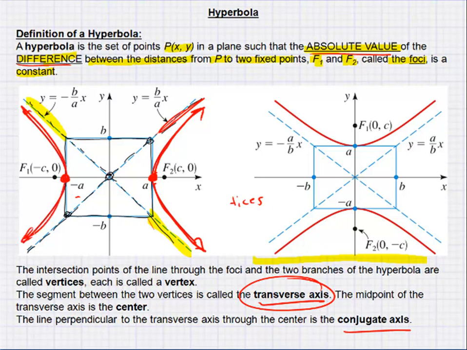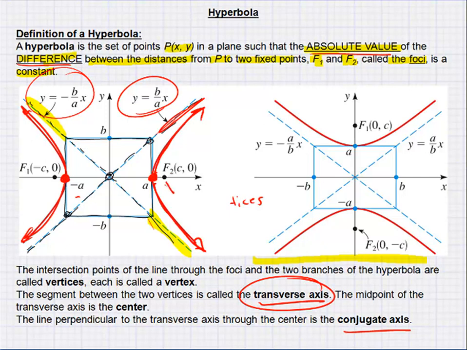So that a and b are pretty important. They create the asymptote box, but a also gets you your vertices. If you want to know the equation of the asymptotes, these are the equations of my two asymptotes: y equals negative b over a x or positive b over a x. The idea is b over a, plus or minus. Once I have those values, I can construct my hyperbola.